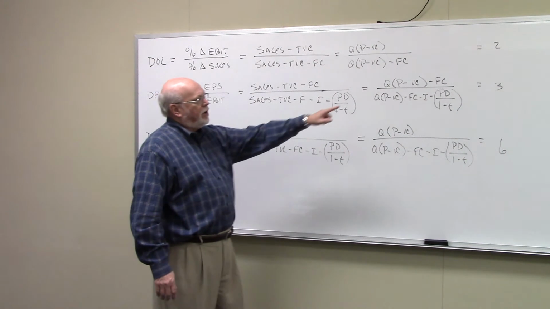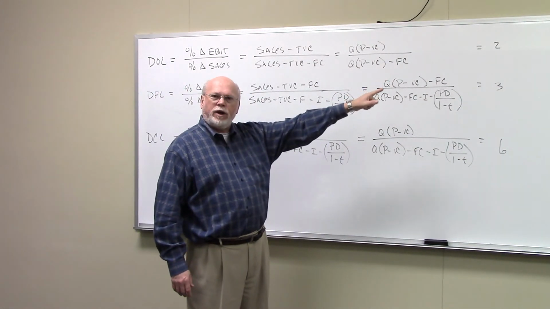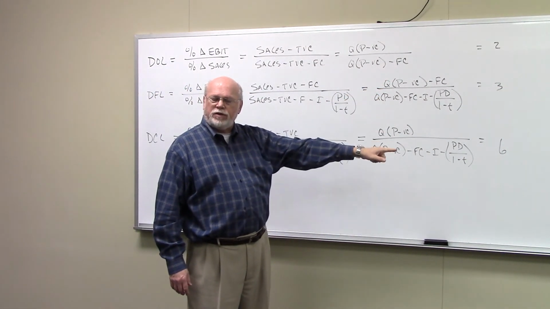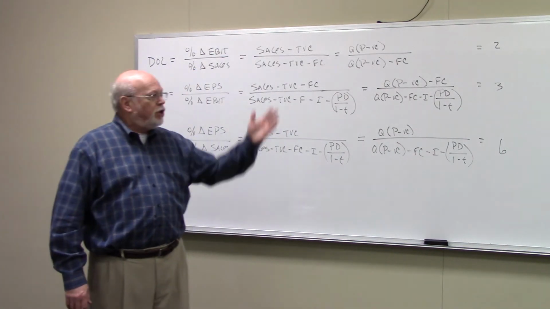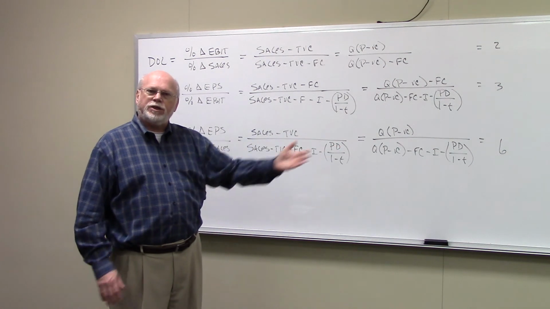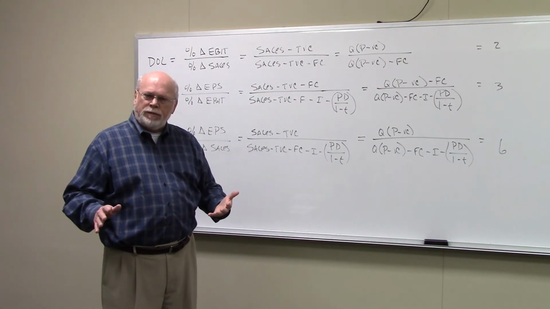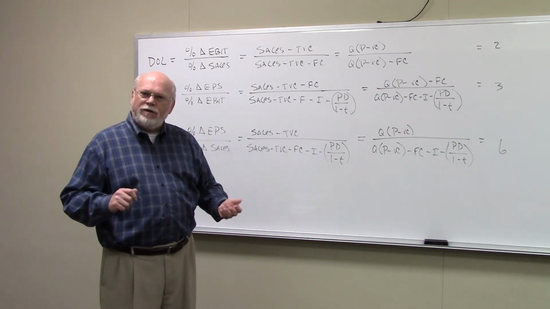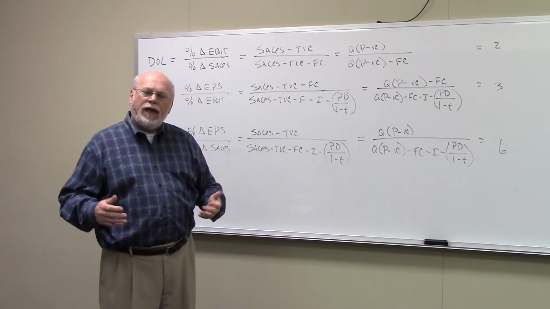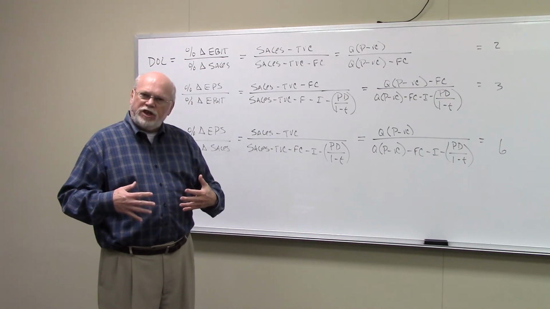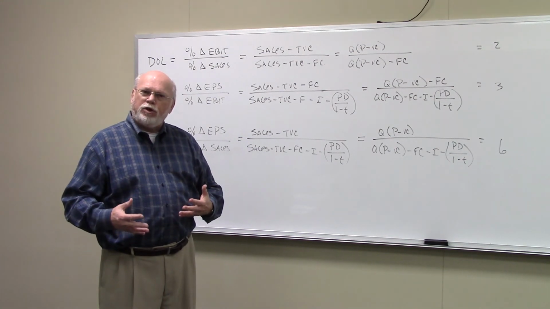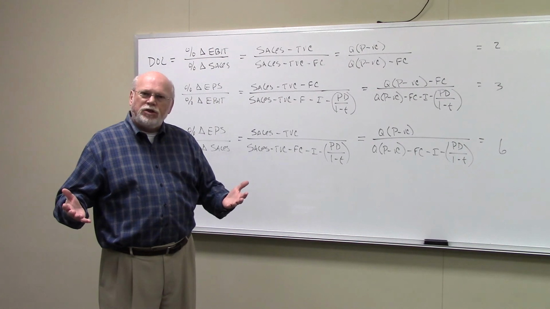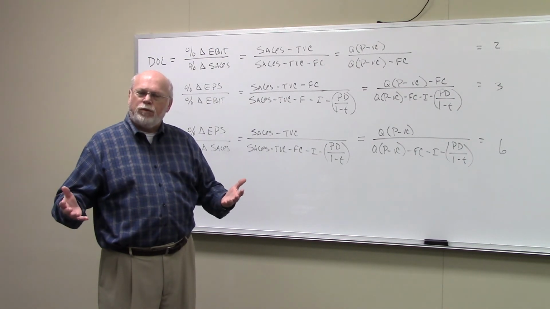You might note here that the degree of operating leverage times the degree of financial leverage gives you the degree of combined leverage. That is, in this case, 2 times 3 equals 6. That's always true. So when you calculate these various measures of leverage here, at the end, a check for you now is to take your degree of operating leverage, multiply it by your degree of financial leverage. It should multiply out, should equal your degree of combined leverage.